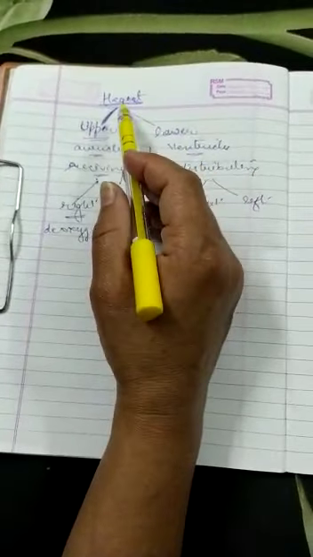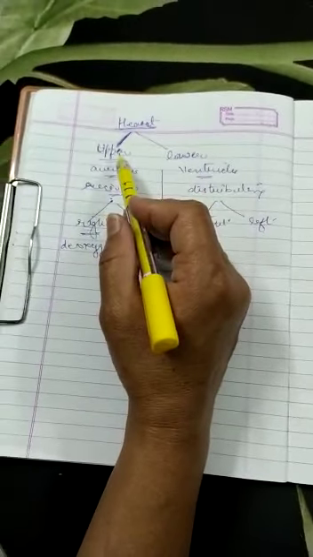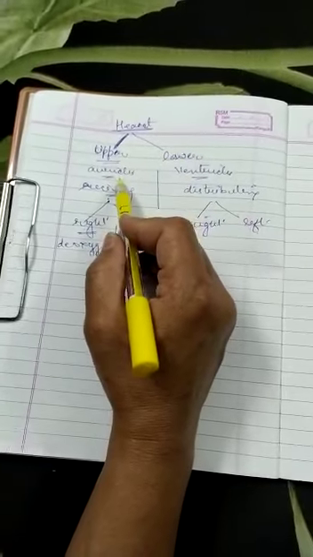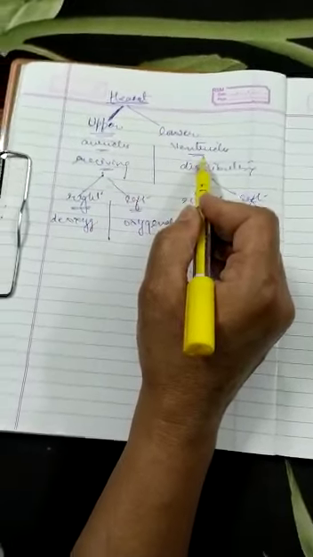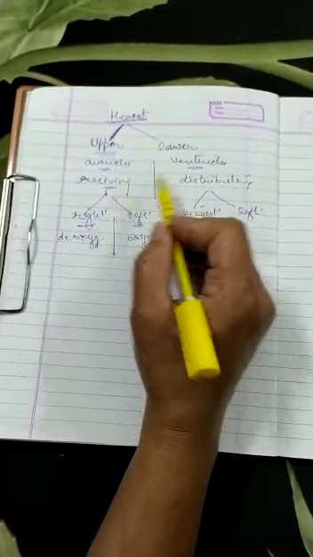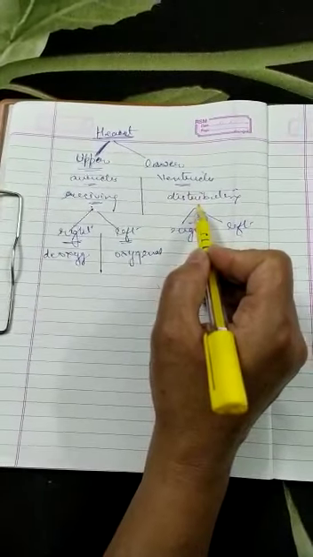Now we start with the structure of the heart. The heart has two parts, upper and lower. The upper parts are called auricles and the lower parts are called ventricles. Auricles are receiving chambers, ventricles are distributing chambers.